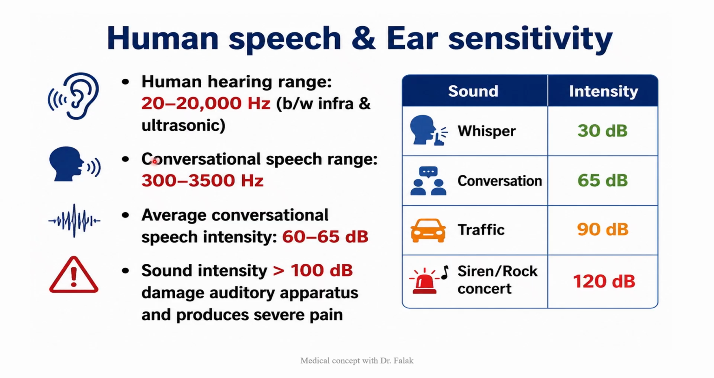Now this slide shows you the human hearing range, which is limited from 20 to 20,000 Hz, that is, between infrasonic and ultrasonic sound waves. Normal conversational speech ranges between 300 to 3500 Hz, while average conversational speech intensity is about 60 to 65 decibels. Remember, sound intensity greater than 100 decibels can damage the auditory apparatus and produce severe pain.